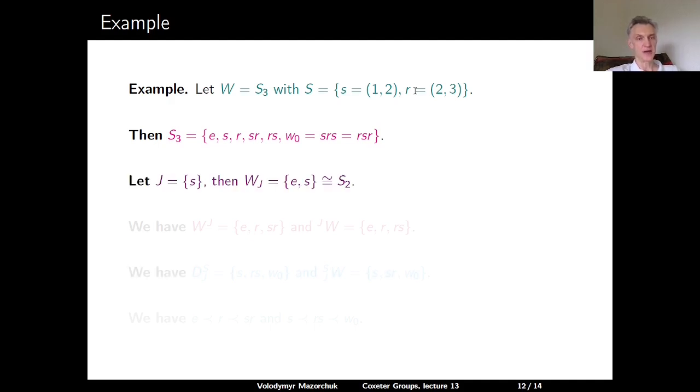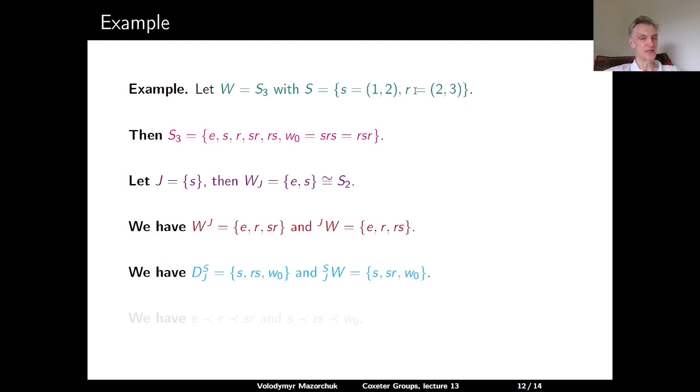Let's take as J the set {S}. Then W sub J is equal to {identity, S}, and this is isomorphic to the symmetric group S2. So W upper J, the set of the shortest coset representatives on the right, consists of the identity, the element R, and the element SR. And the set W upper J on the left consists of E, R, and RS.